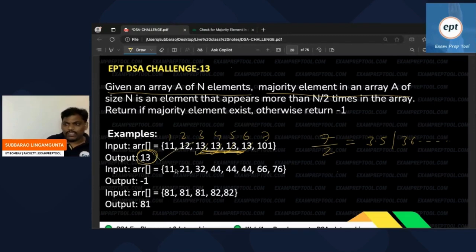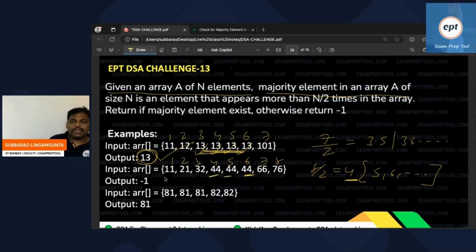Can you see one more example? First element, second element, third element, fourth element, fifth element, sixth element, seventh element, eighth element. 8 by 2 is 4. More than 4 is going to be 5, 6, 7 and so on. Is any person in the given array appearing 5 or more than 5 times? I think 1, 2, 3, only 3 times. Majority element does not exist, return minus 1.